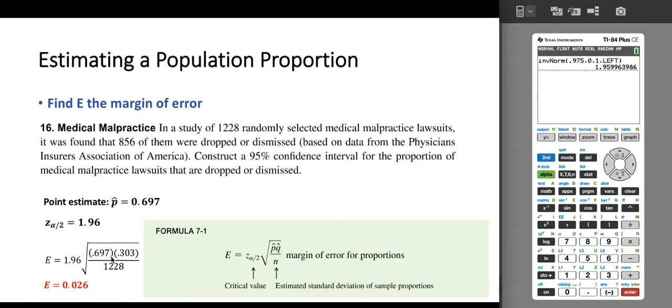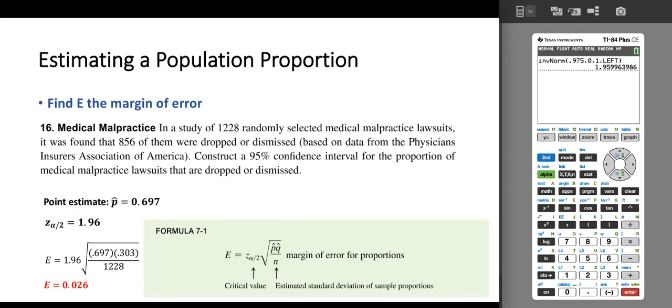So if we plug those numbers into the formula, it's 1.96 times the square root of 0.697 times 0.303 divided by 1,228. N is 1,228. These numbers should always add up to 1. So when you type that in your calculator, you'll get an error of 0.026. It comes out to like 0.025 something, and when you round it, it's 0.026. Okay, so now we have E, the margin of error.